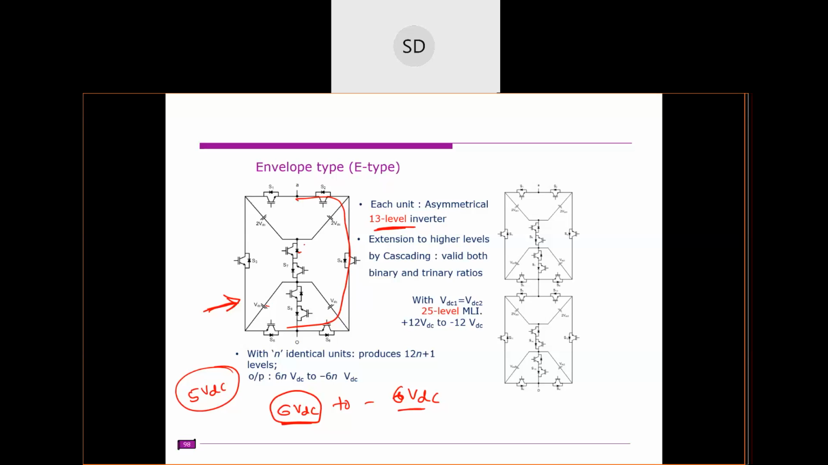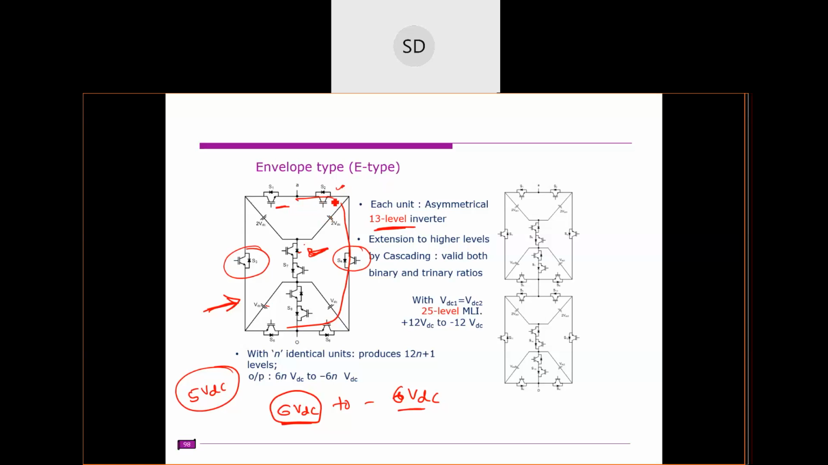You can also see the blocking voltages when a switch is conducting. For example, this switch is conducting. What is the blocking voltage of this switch S3? 3 VDC. Both are connected, so this is also rated for 3 VDC. What is the blocking voltage for switches S1 and S2? 4 VDC, sir.